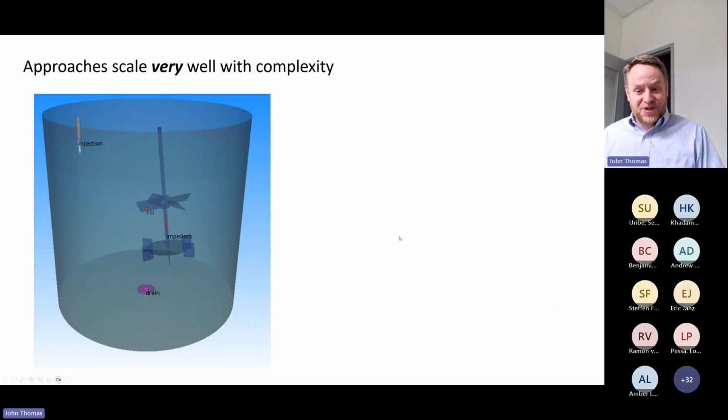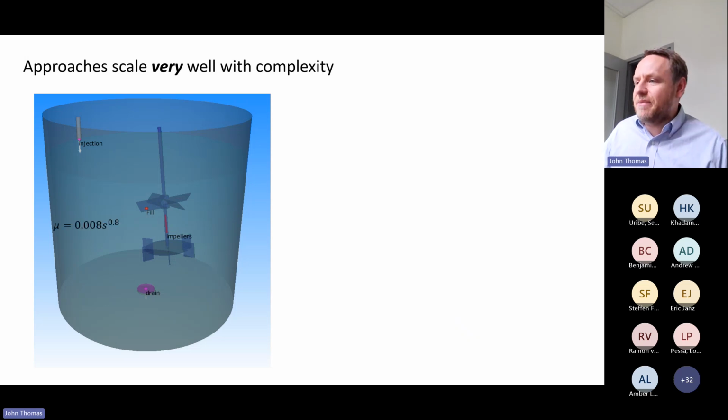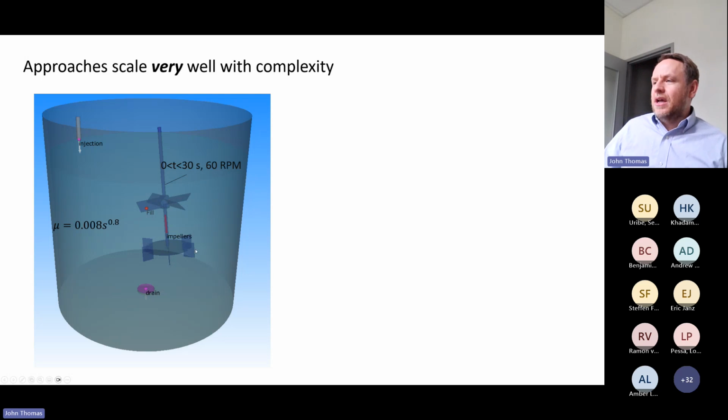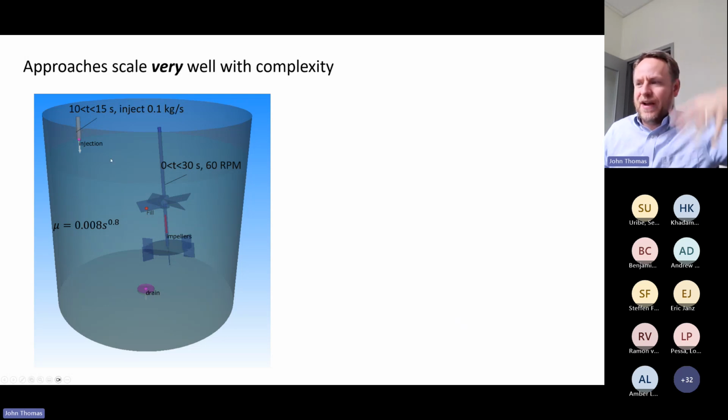What's neat about this approach is how well it scales with complexity. In this system, I've got a non-Newtonian fluid, whatever. I'm going to have these impellers turn off after 30 seconds. I'm going to inject dye, or rather some fluid, at the top here in a burst for 5 seconds.